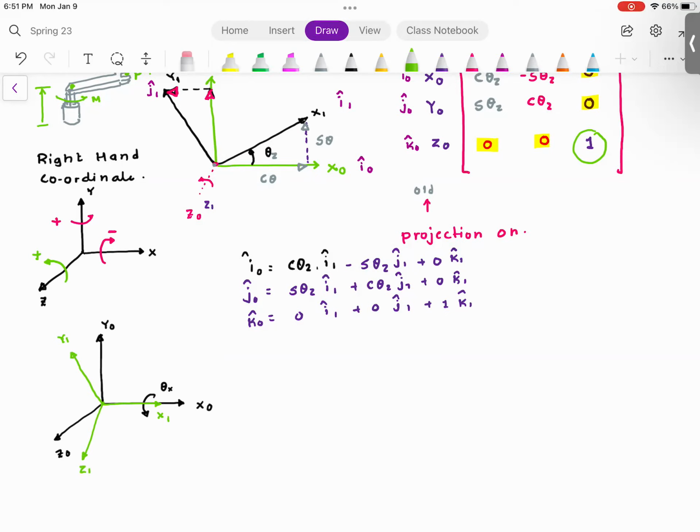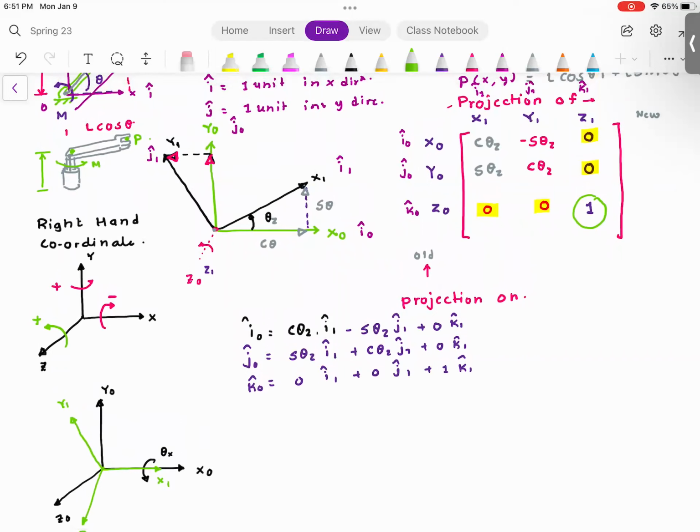Again, curl your fingers in the direction of rotation. Is this rotation positive or negative? Positive. One thing I want to tell you is that for some reason, if this rotation instead of being positive is negative, which means x1 is going down, you will just change the sign of theta. And please understand, if you change the sign of theta, cosine of minus theta is cosine theta, but sine of minus theta is minus sine theta. Means this sign would flip. Are you with me so far?